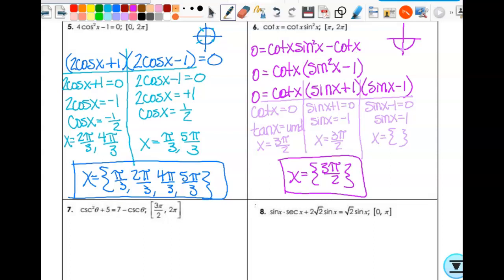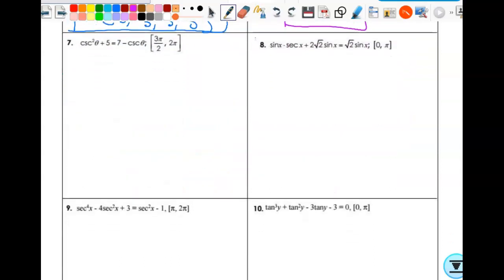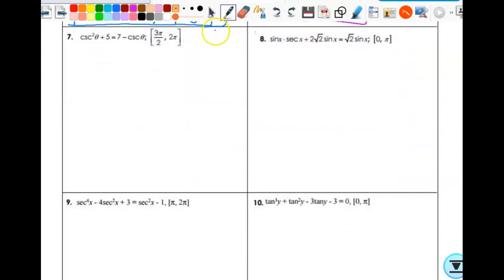All right, let's look at number 7. 3 pi halves to 2 pi. So that means that's just the fourth quadrant. This is a quadratic, so I want to set it equal to 0, and I want this to be positive, so I'm going to move everything over to the left. So I'm going to get cosecant squared theta. Then I'm going to add cosecant theta. I'm going to subtract that 7. So it's going to give me minus 2, and that equals 0.